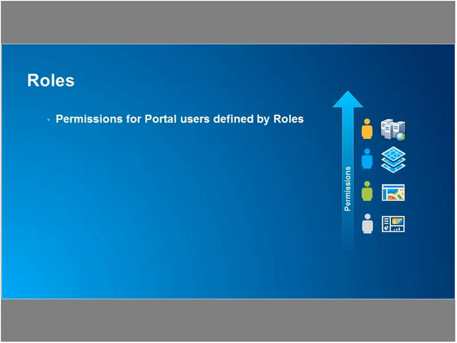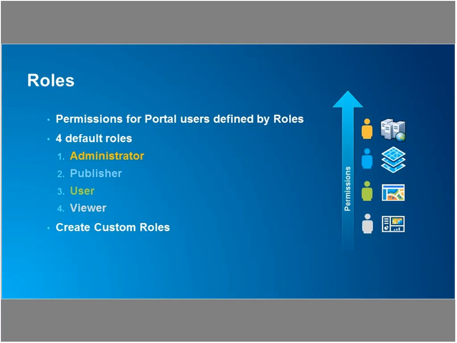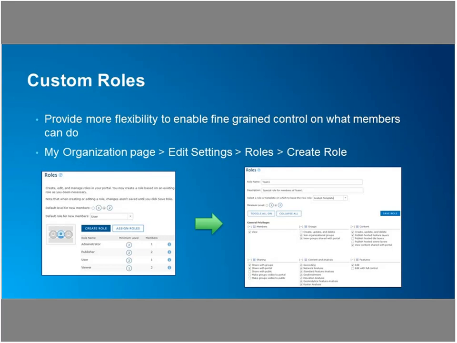Let's talk about roles. A role defines a specific set of privileges for the user. It controls what he or she can do within ArcGIS Enterprise. Out of the box, there are 4 default roles. We have administrator, publisher, user, and viewer. Note that all level 1 users are limited to viewer. And as the administrator, we can also create custom roles, which we'll have a look at next.